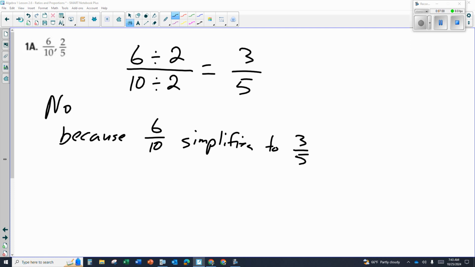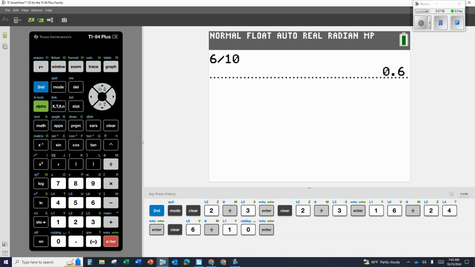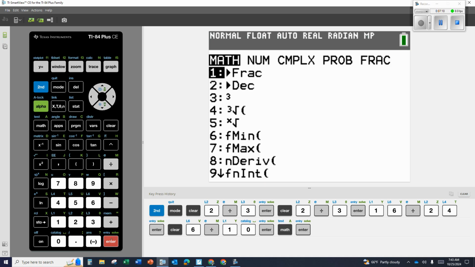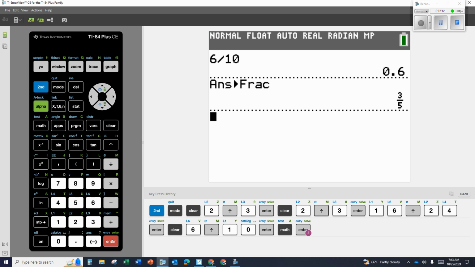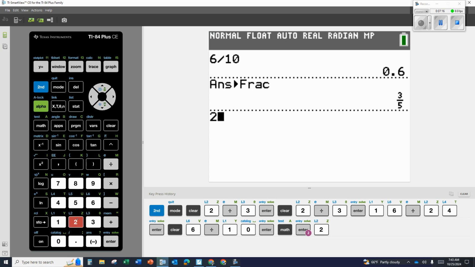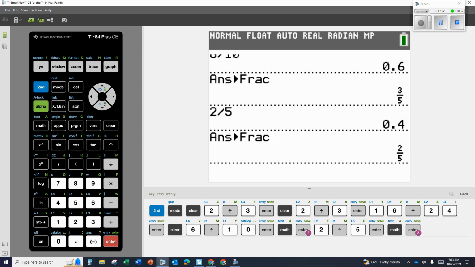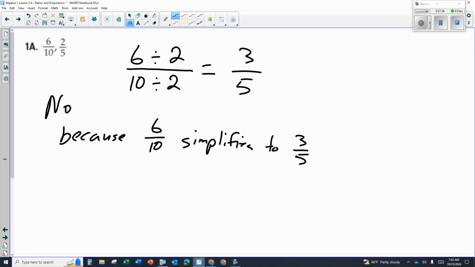And if we did use the calculator, 6 divided by 10, there's my 0.6 as a decimal. By the way, I can hit math, enter, enter. There's my 3/5. And then 2/5: 2 divided by 5 gives me 0.4. If I hit math, enter, enter, that'll give me 2/5. So they're obviously not the same decimal answer. They do not simplify. Lots of reasons as far as why not.